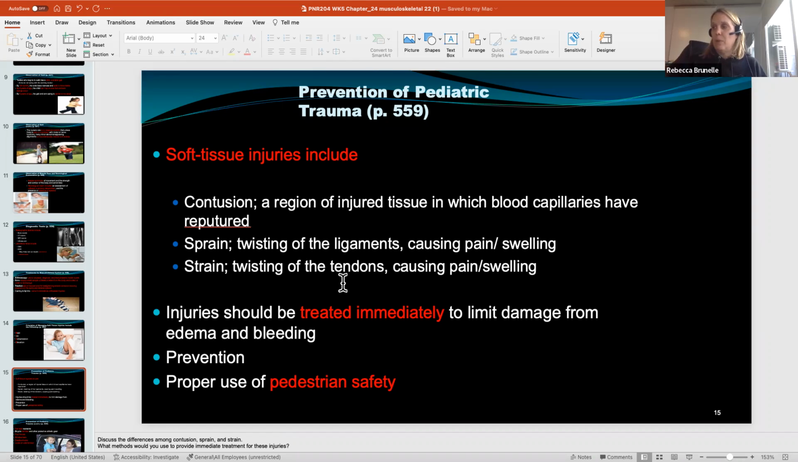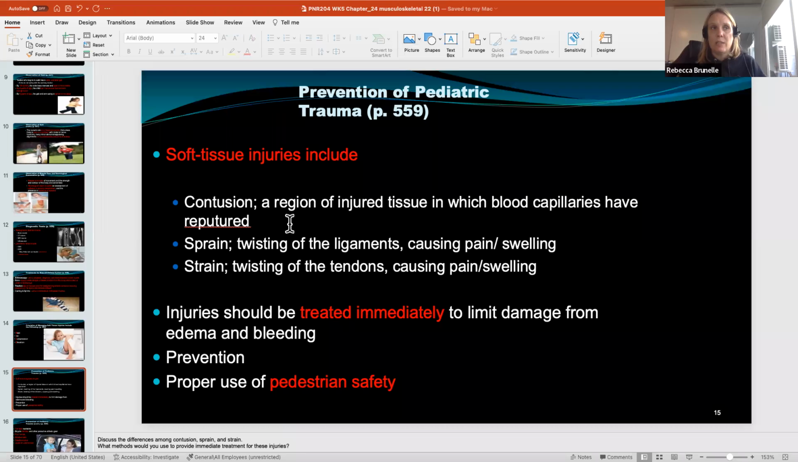Does anyone remember what a ligament connects? What's the difference between a ligament and a tendon? Someone was kind of mouthing it here. Erica: Bone to bone and muscle to bone. Yeah, so the ligament is bone to bone and the tendon is muscle to bone.